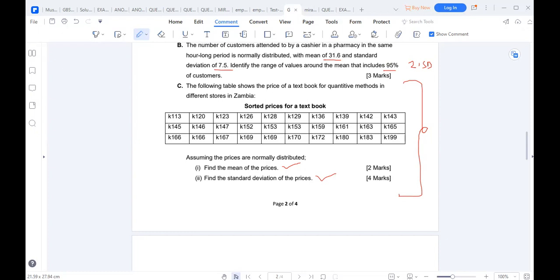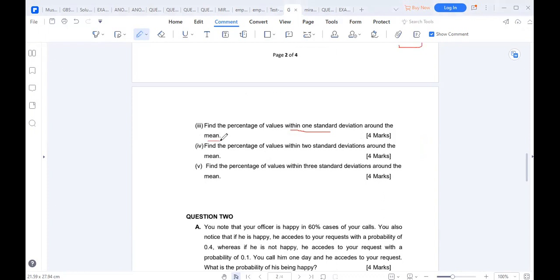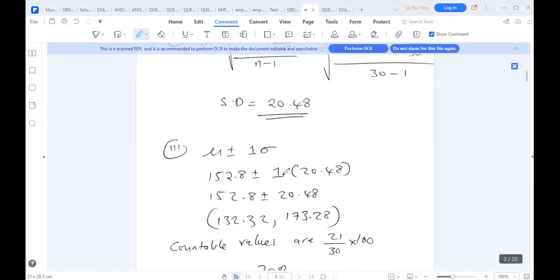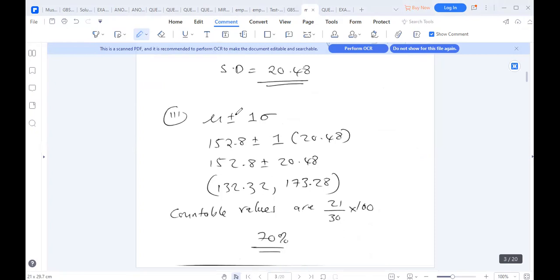Okay. Proceed now to finding the percentage of values that lie within one standard deviation around the mean. So like I said, the same formula we're using: within one standard deviation, the mean plus minus one standard deviation is 152.8 and our standard deviation is 20.48. So when you subtract 152.8 minus 20.48, you get 132.32. When we add 152.8 plus 20.48, we get 173.28. So these are the ranges.